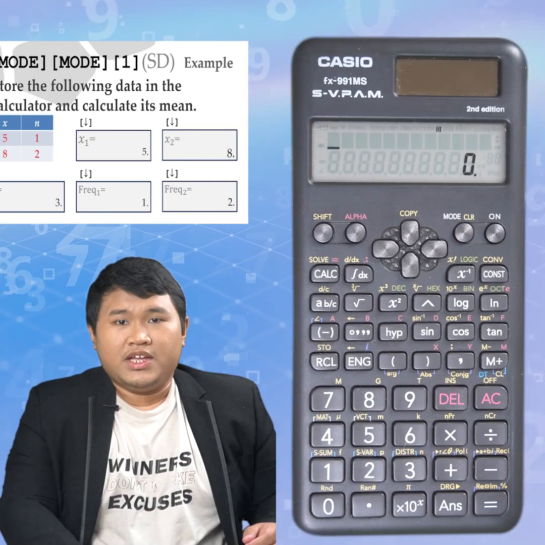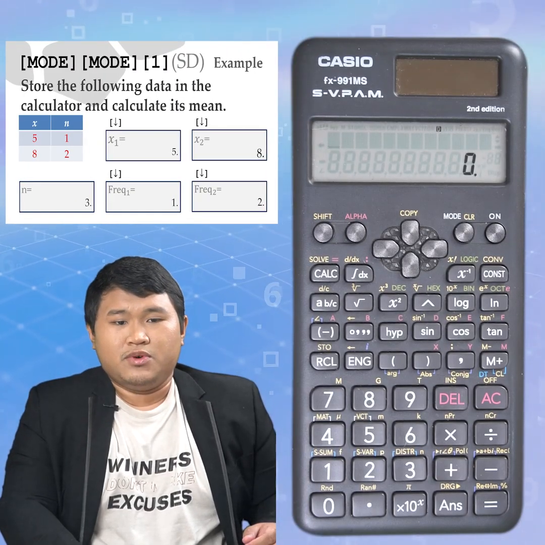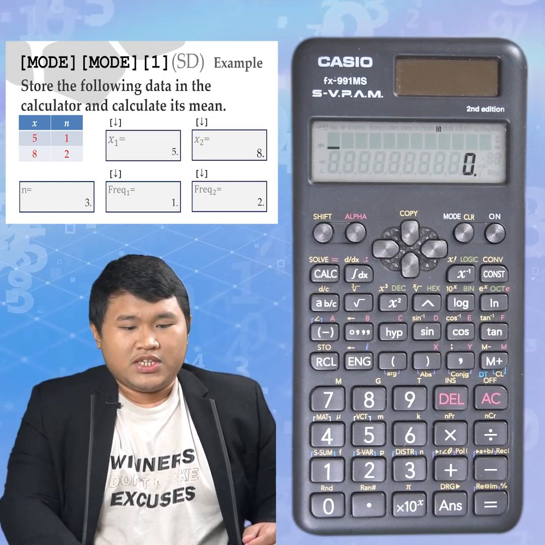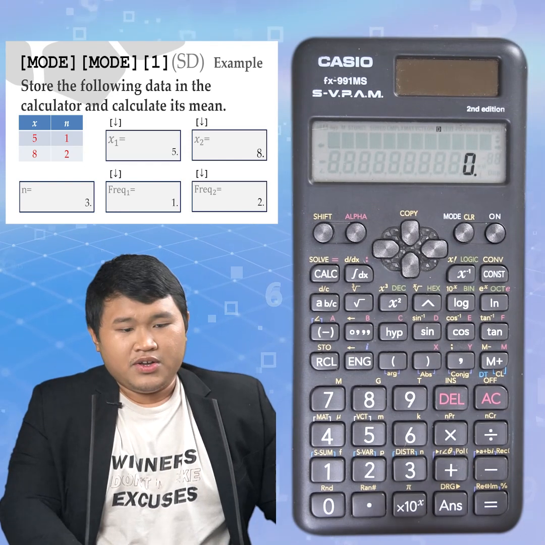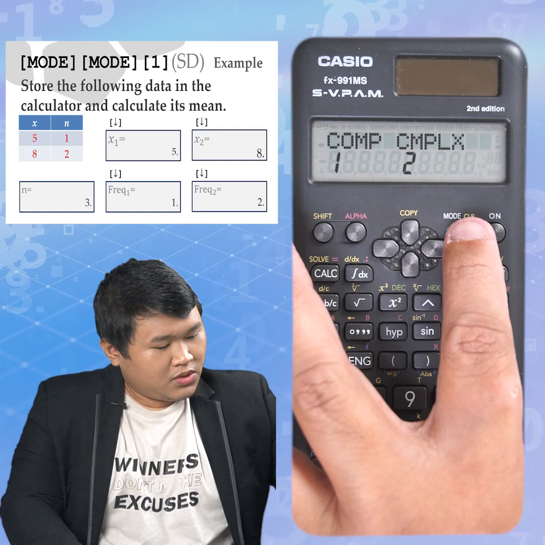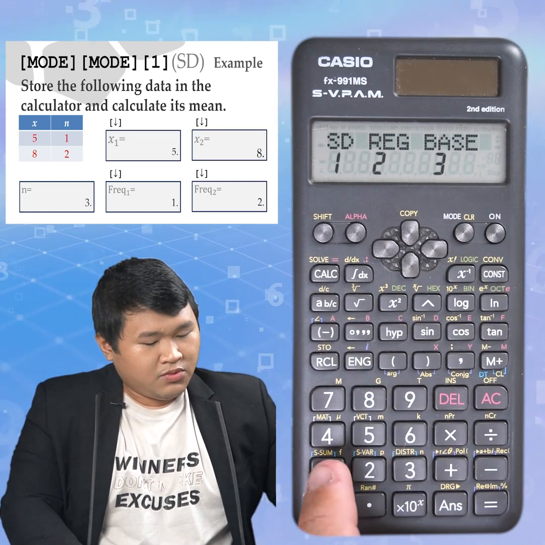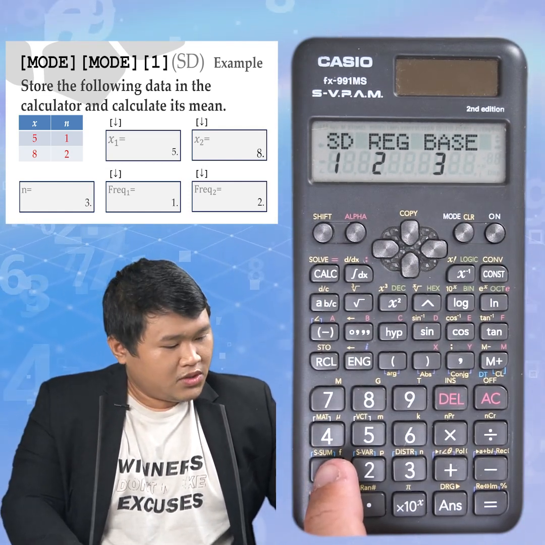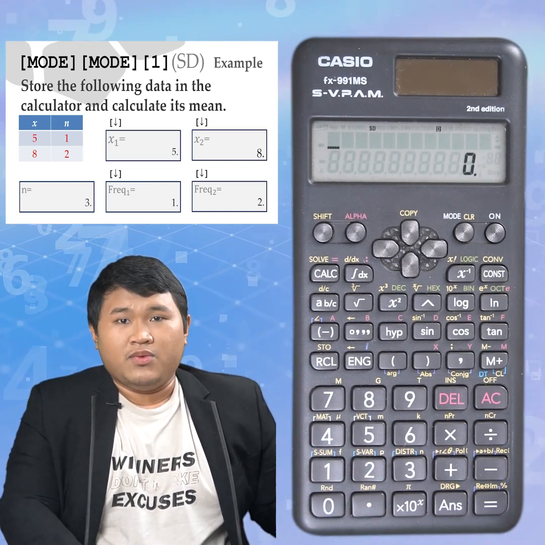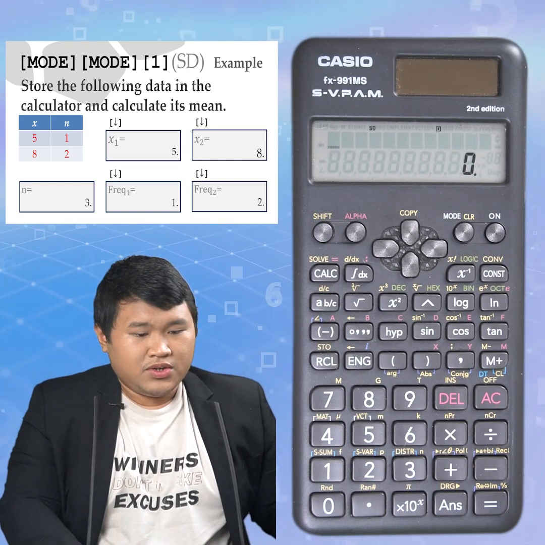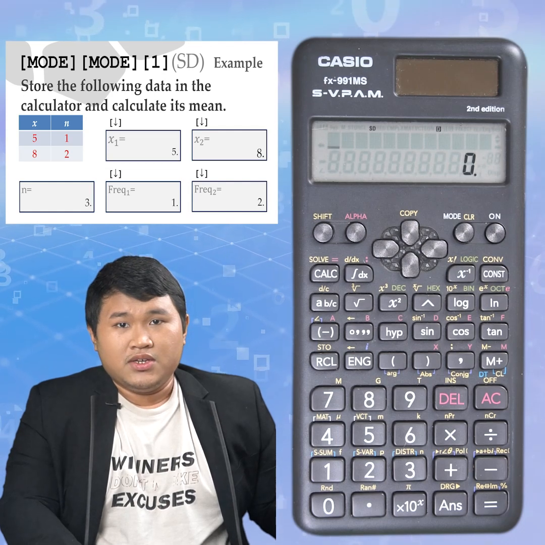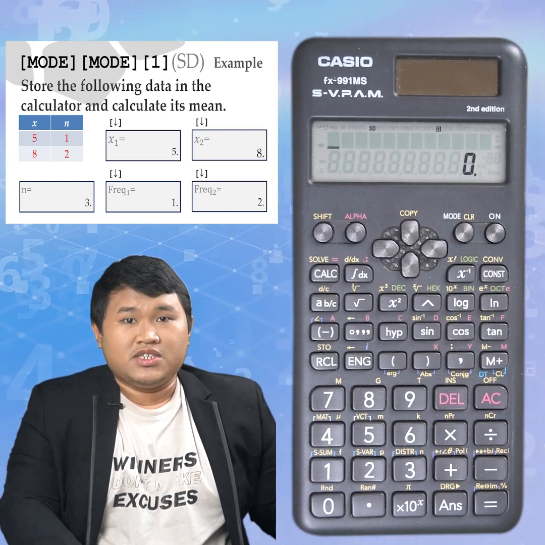First, we will enter the STAT mode, or the SD mode, in our Casio FX-991MS second edition. In our calculator, we press mode, then another mode, and then 1 for the SD mode. Now we can enter the data values one by one. First, let's enter the first one, which is 5. The frequency n is 1, so entering it in the calculator is straightforward.